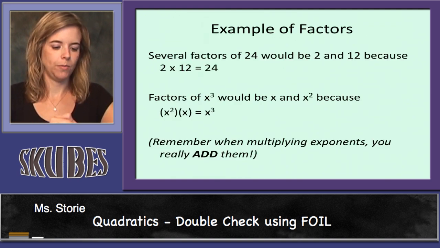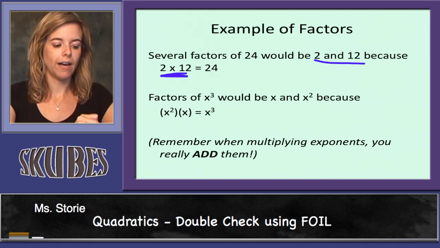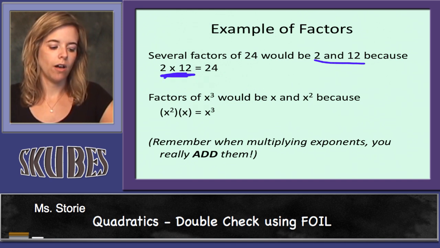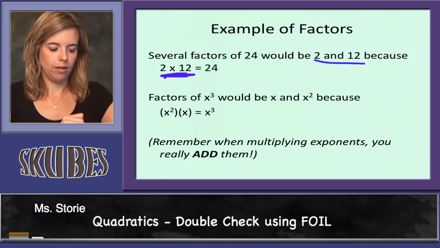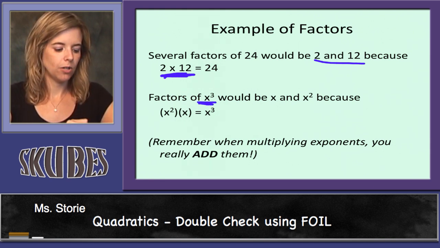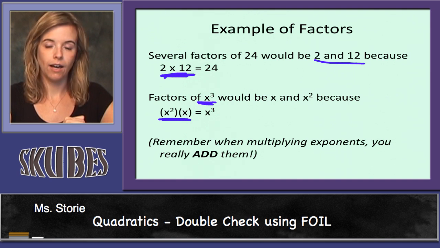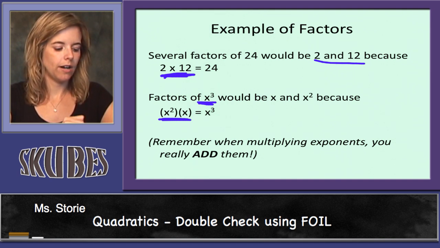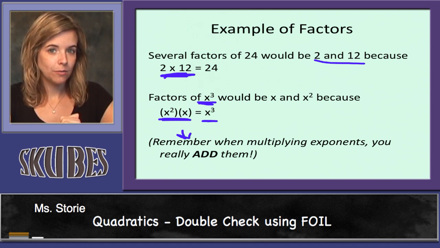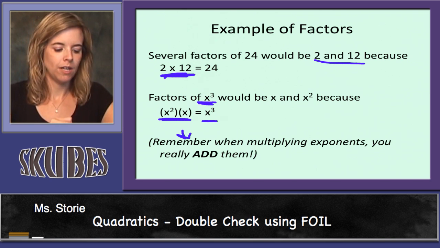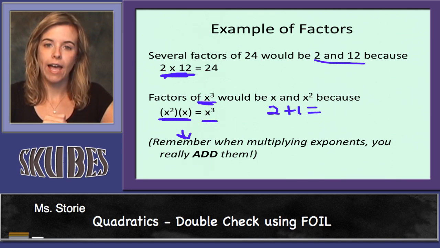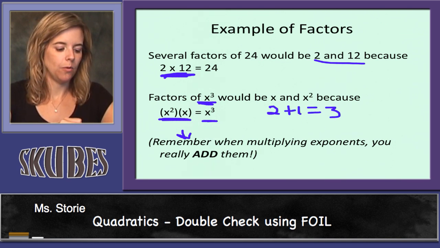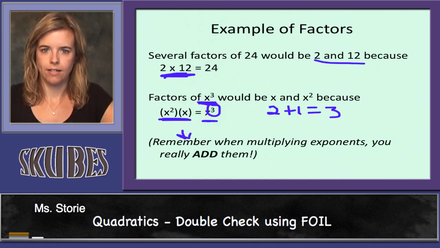Several factors of 24 would be 2 and 12, because factors mean multiply. 2 times 12 is 24. Same thing works when we're talking about algebra and variables. Factors of x cubed would be x squared and x, because when you take x squared and x to the 1, you get x to the third. Remember that when you multiply exponents, you don't really multiply them, you add them. So you're taking x squared times x to the first, you're actually adding the exponents and getting 3, which is why you got cubed as the answer.